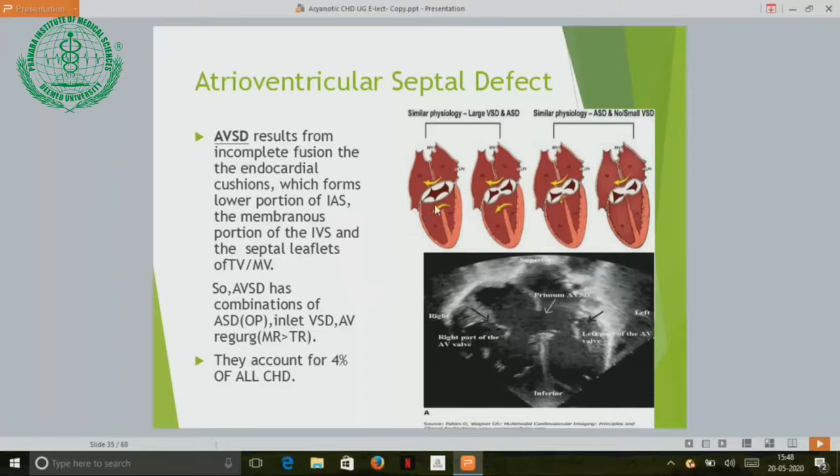There will be a VSD, which will be an inlet type of VSD, and there is possible AV valve regurgitation, most commonly mitral regurgitation. There are various types of AV septal defect or endocardial cushion defect that we are not discussing, but I wanted you to know what AVSD is. AVSD is nothing but the combination of ASD, VSD and mitral valve regurgitation. It is present in almost 4% of all congenital heart defects.